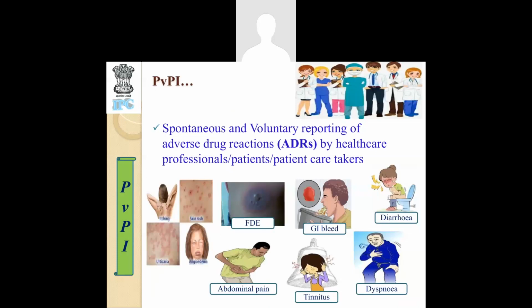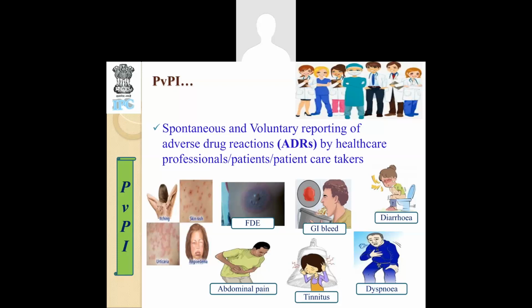It may be due to a drug-induced itching, skin rash, urticaria, or angioedema, fixed drug eruption. FDE stands for fixed drug eruption, GI bleed, gastrointestinal bleed, diarrhea, abdominal pain, tinnitus, dyspnea. These are just a few examples. So whatever the adverse drug reaction, if you suspect a drug is causing it, you can report under this PVPI program.